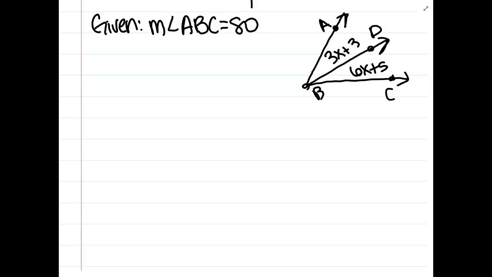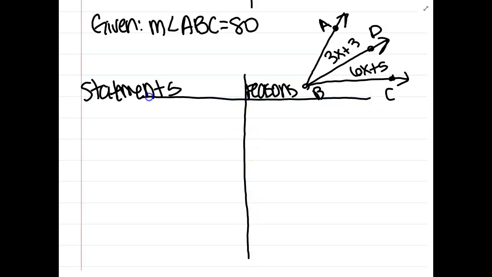Okay, so that's the given information. And you may already in your head kind of be thinking how you would solve this, okay? Which is what they're going to do as they go through the proof. So, in your proof, okay, we're going to have our statements and our reasons. And remember, they're going to give you all of the statements. I'll kind of talk through them a little bit, but they're going to give you these. The first statement is always the given. So this one would be the measure of angle ABC equals 80.